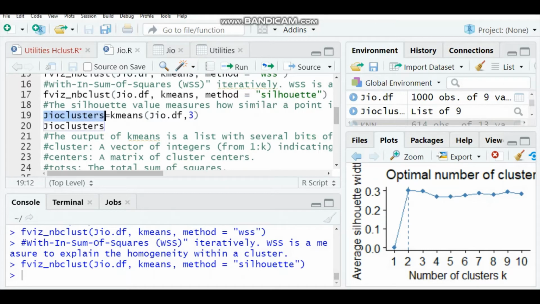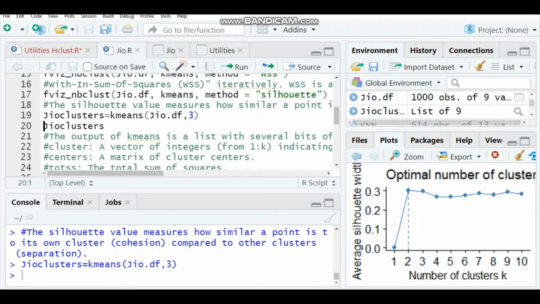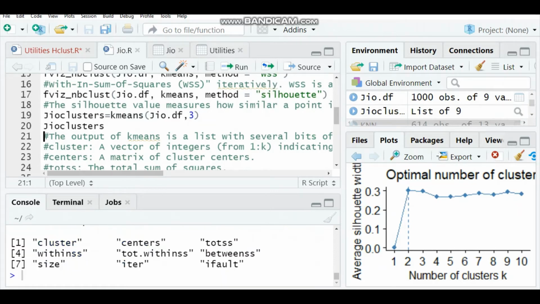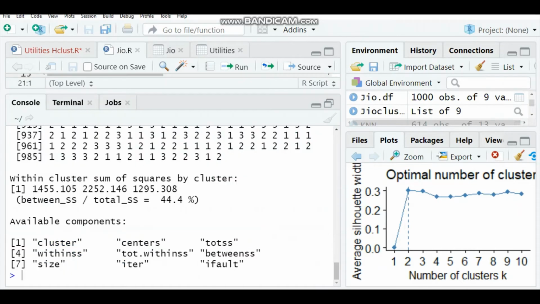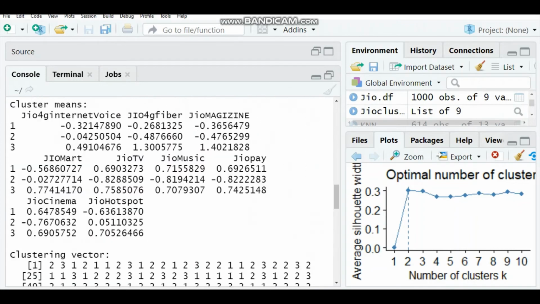I'm giving the name geo clusters, and I'm running the k-means function with geo.df comma 3 clusters. Geo.df is nothing but your data frame which you created here, and the 3 stands for your k value. I'm running this, and you can cross check with this cluster here by running again. And now here comes the major interpretation part.